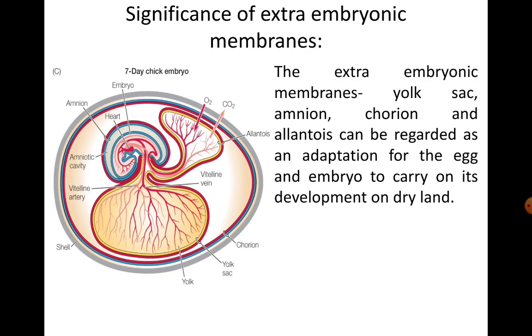When they invaded the terrestrial environments, laying this shelled egg was a major adaptation for better chances of survival, wherein the embryos were protected fully and were nourished till their growth. So this acts as an adaptation for the egg and the embryo to carry on its development on dry land without any major adverse effect of the environments and also from the threat of the predators. So this is the significance of these membranes.